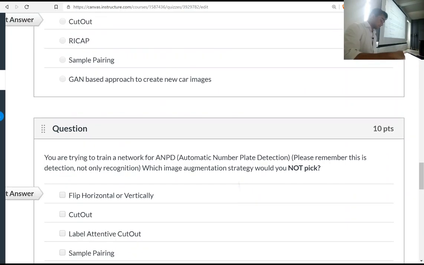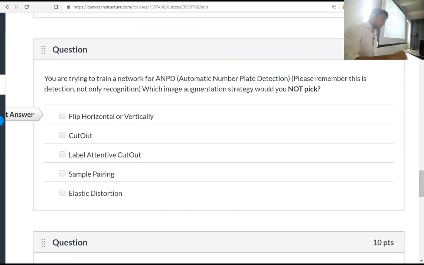Okay. You're trying to train a network for automatic number plate detection. Please remember, this is detection, not only recognition. So we are doing both. We are doing character recognition. Which image augmentation strategy would you not pick? You will definitely not flip the image and then read it.